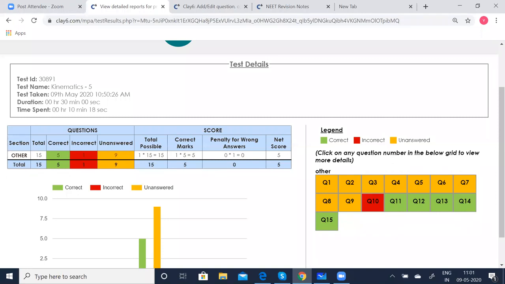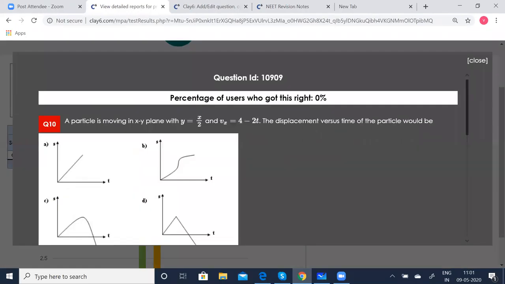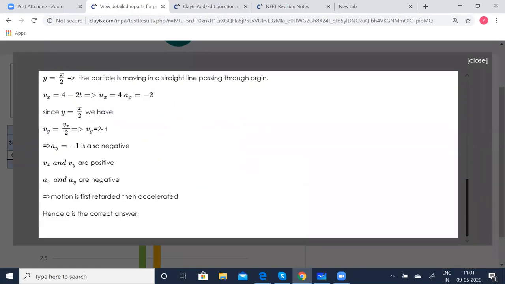So this says incorrect. I can click that and go to the explanation part. The explanation is given here. It says C is the correct answer. I marked C. I think some error was there because we had to come again. So you can verify your answers using the explanation part here. With this, we come to the end.